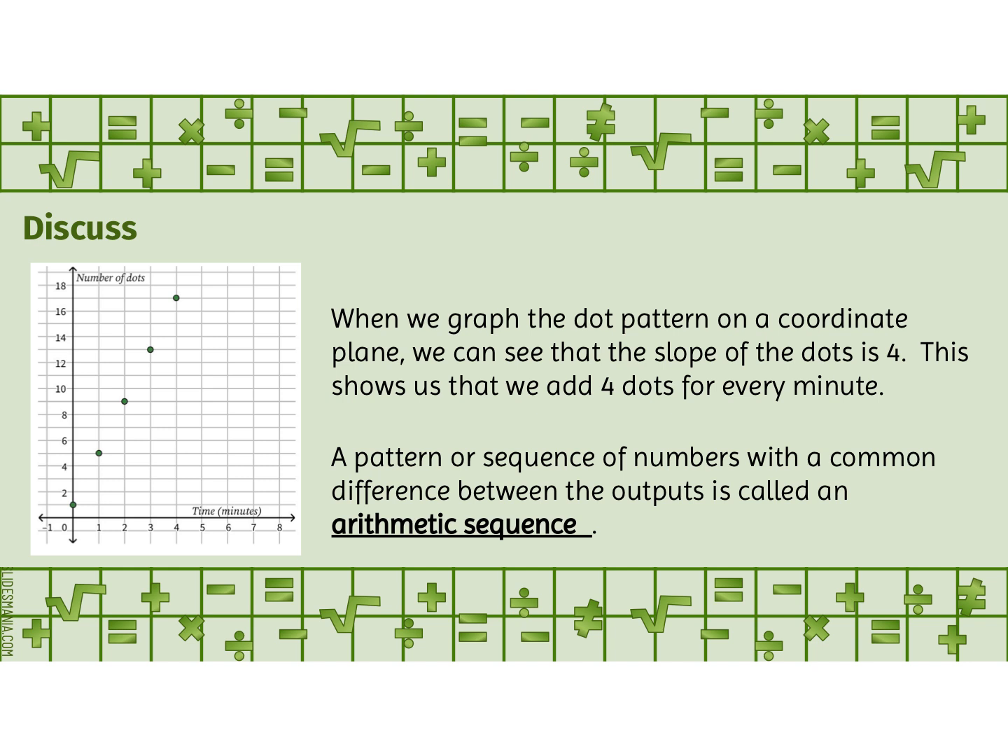This is what our unit is. We're going to be talking about sequences. And an arithmetic sequence is when we are adding information. If you want to go ahead and put this on page 15: an arithmetic sequence is a pattern or sequence of numbers with a common difference between the outputs. So this is considered an arithmetic sequence.